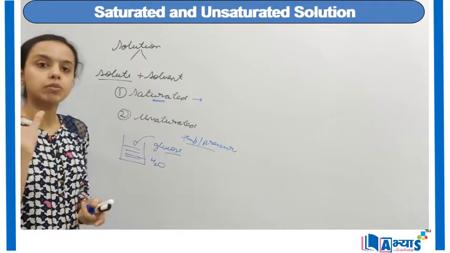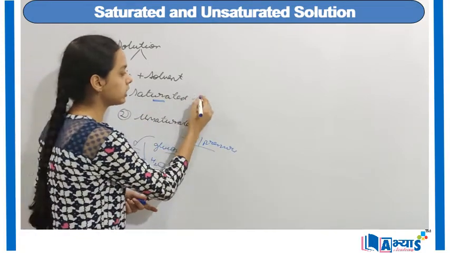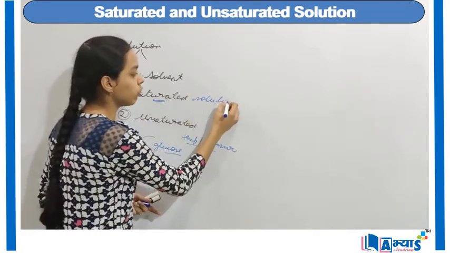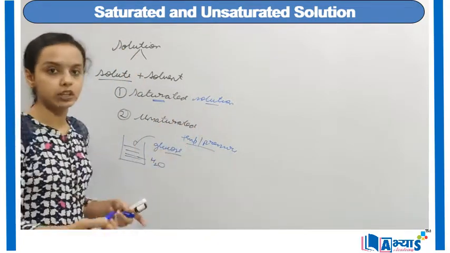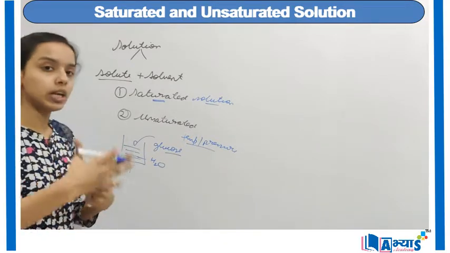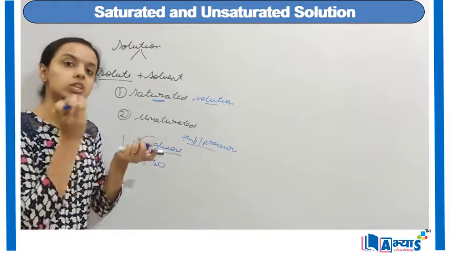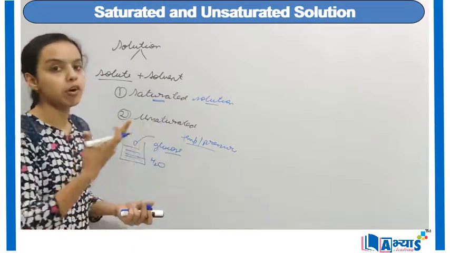So that maximum capacity, that maximum solubility is referred to as a saturated solution. When no more solute can be added without increasing the temperature or pressure, that is known as a saturated type of solution. And if you keep on adding solute into the same amount of solvent and it still dissolves, then it is known as an unsaturated type of mixture.